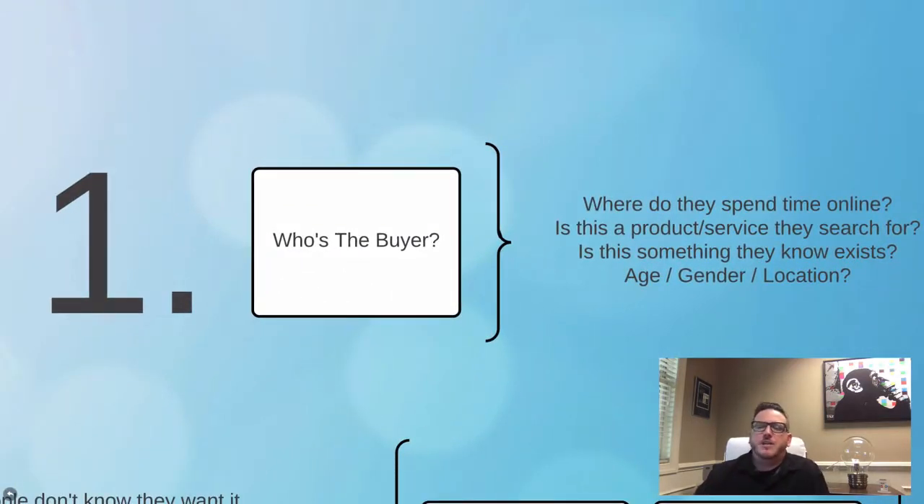So number 1 is who's the buyer. Now this may seem very obvious to you. However, looking at where your potential buyers are actually spending time online is huge. We also want to look at, is your product or service one that they're searching for or something that they might not know exists yet? Because that's going to depend too where you're actually going to go about finding these customers and telling them about your products and services. We look at age and gender and location because there's certain websites out there that focus on those specific areas.